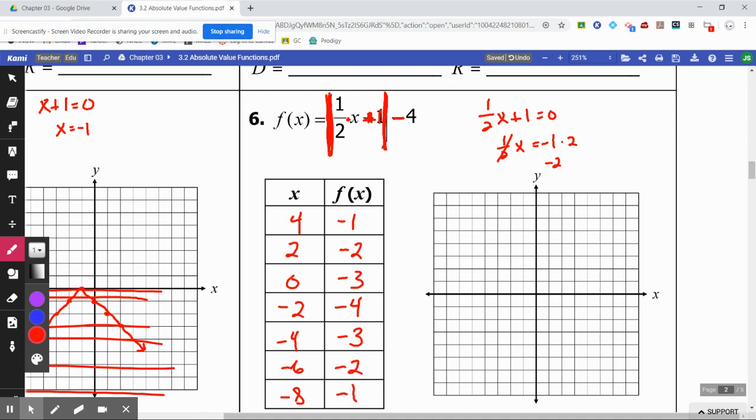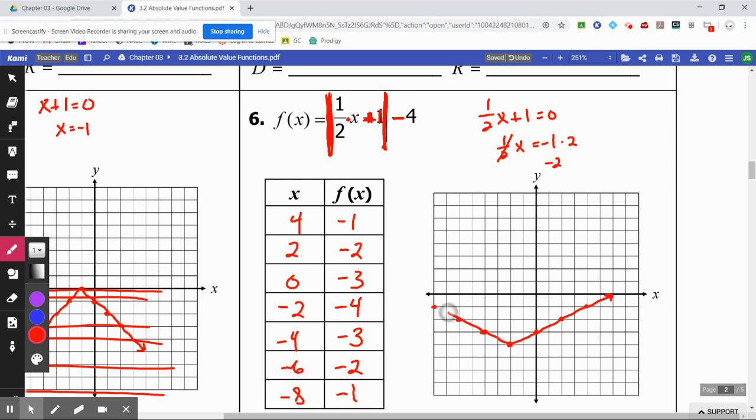Now let's plot those points. -2, -4 is your vertex, and I'm going to go ahead and plot the rest of them for you. And there's your V-shaped graph. And notice it's kind of flattened out this time, more so than what it used to be.